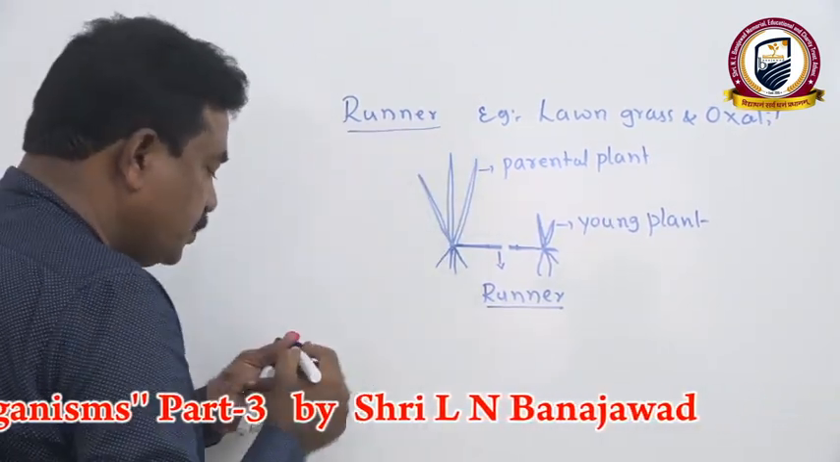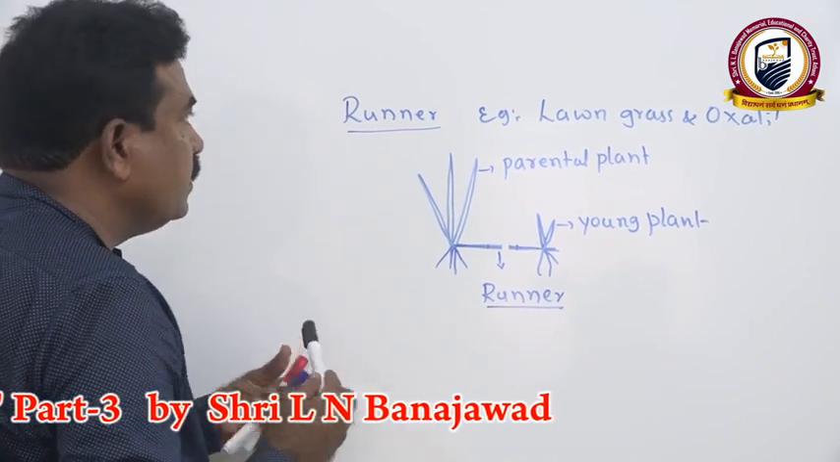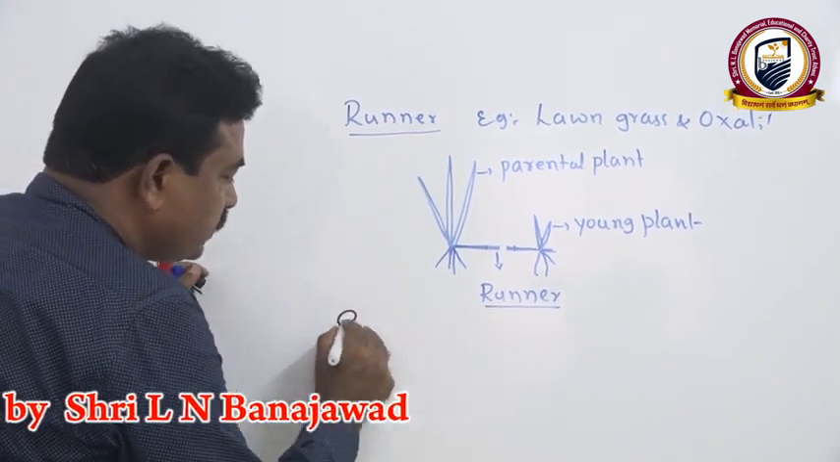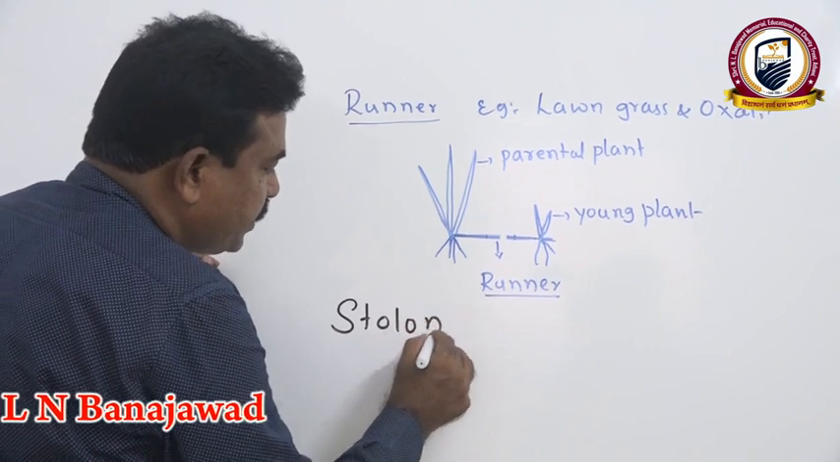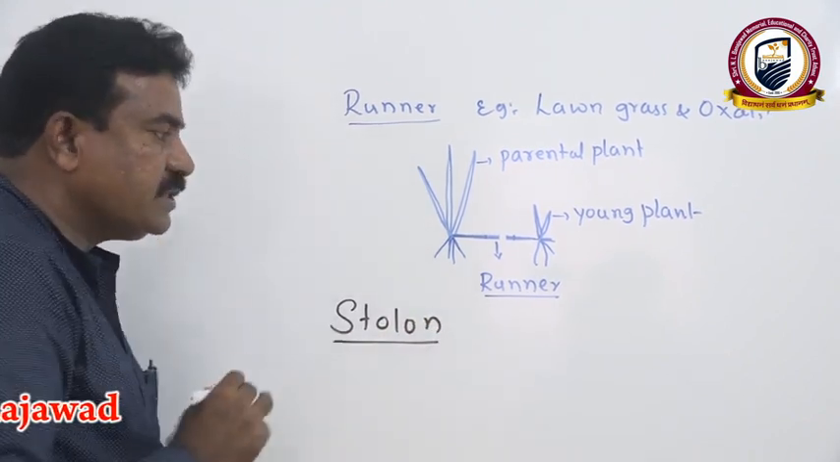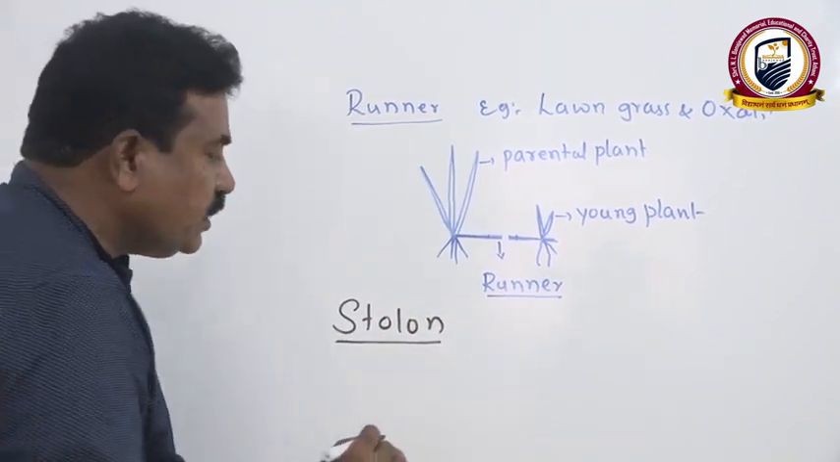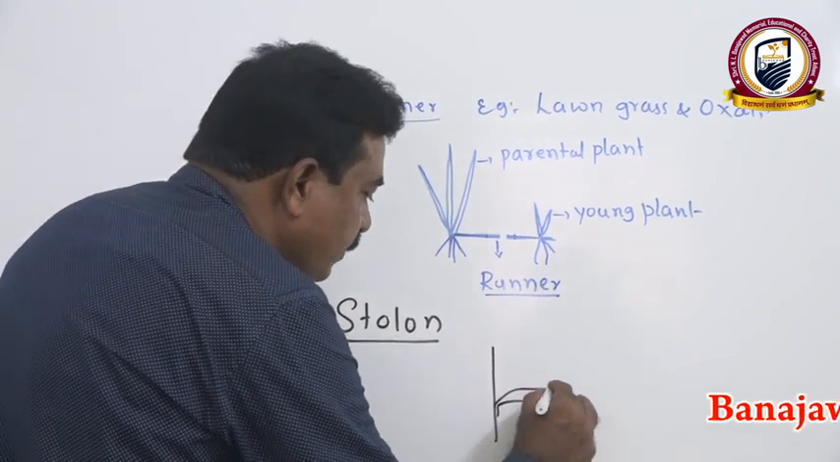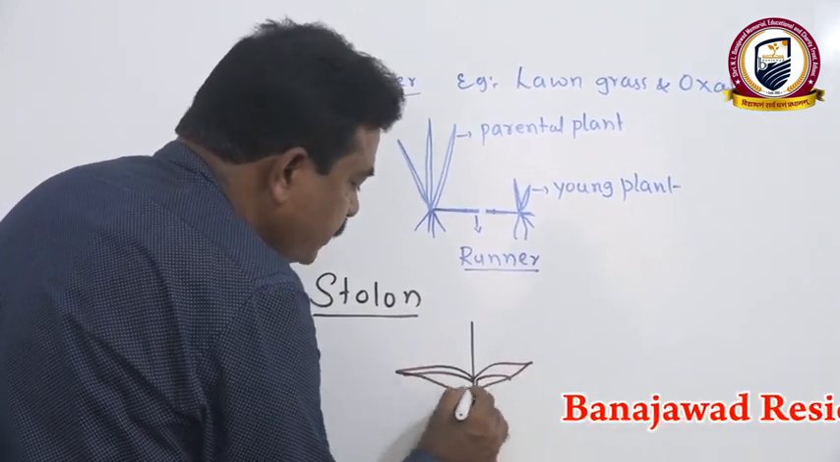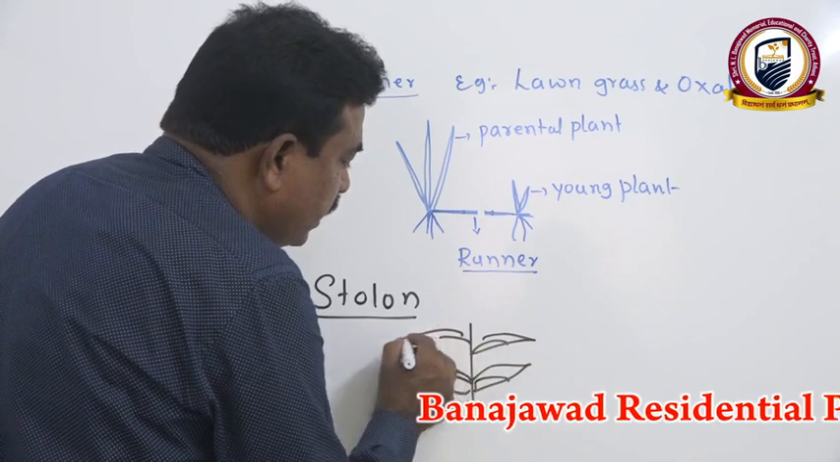Then another most important type of vegetative propagation by subaerial stem modification is stolon. We see it in the case of mint.